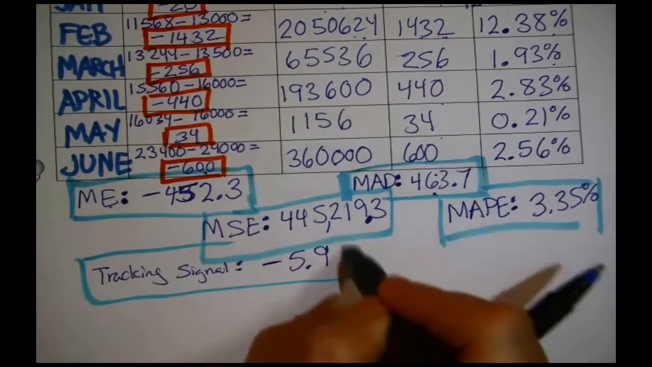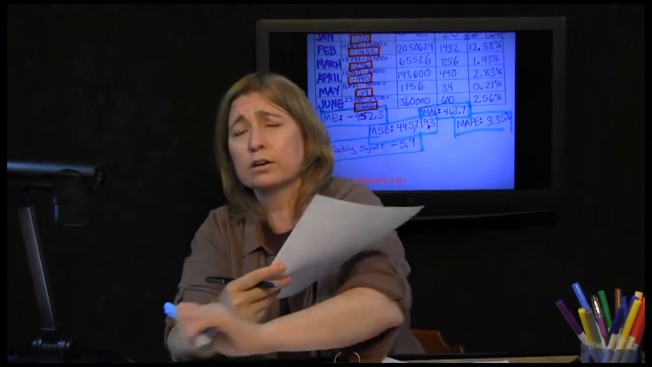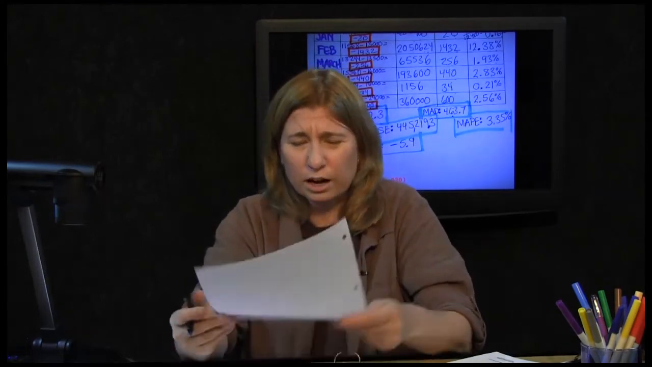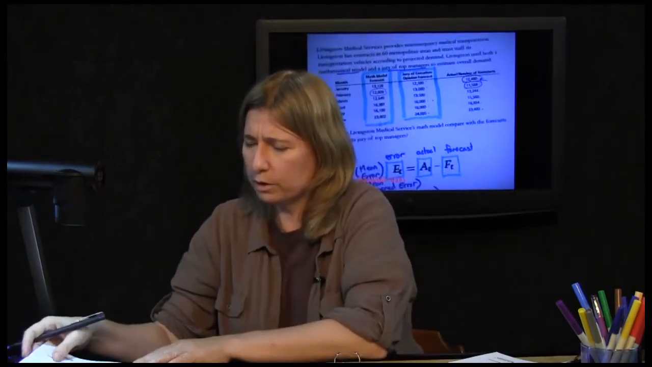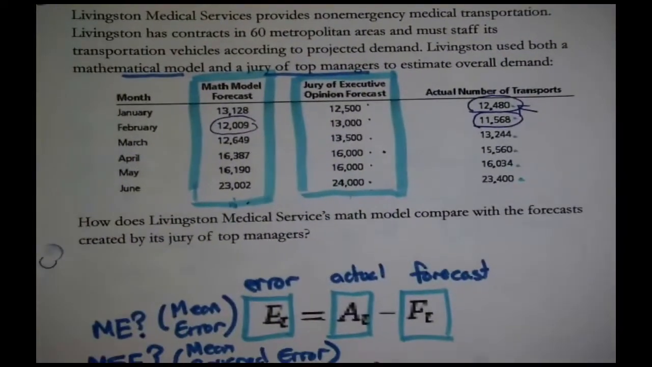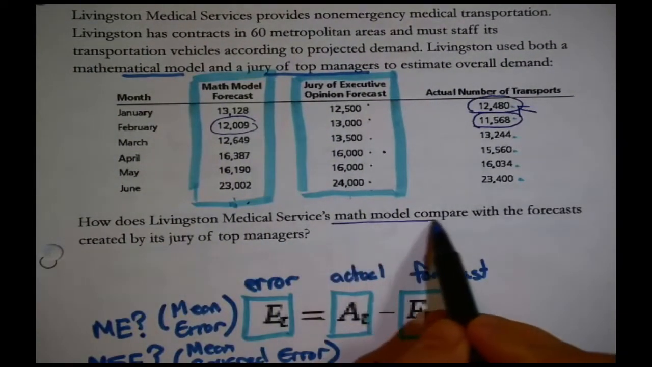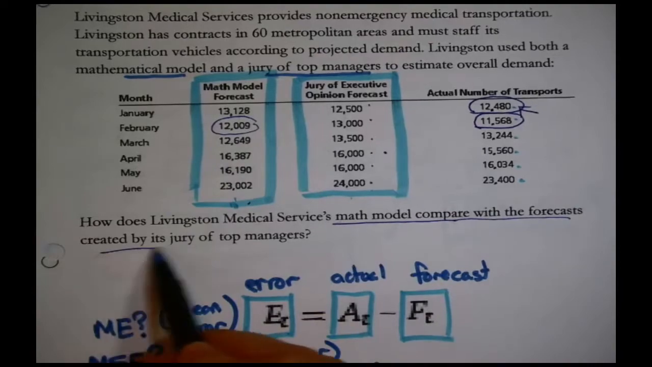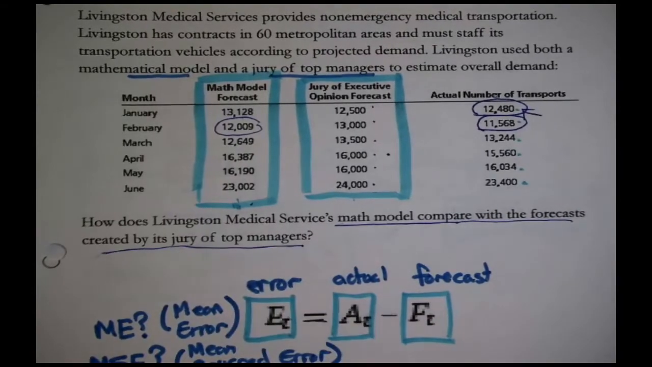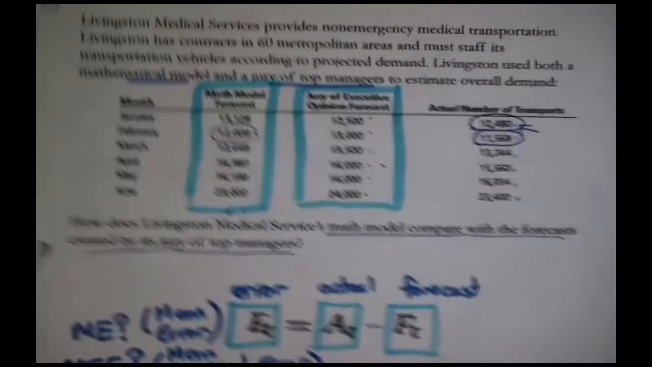Now you're thinking, are we done? Almost, but we have to remind ourselves these are the error performance measures associated with the jury of executive opinion. What was actually the question? I've got the original front of the problem here. It says, how does Livingston Services math model compare with the forecast of its jury of top managers? We have to comment on that in order to answer.